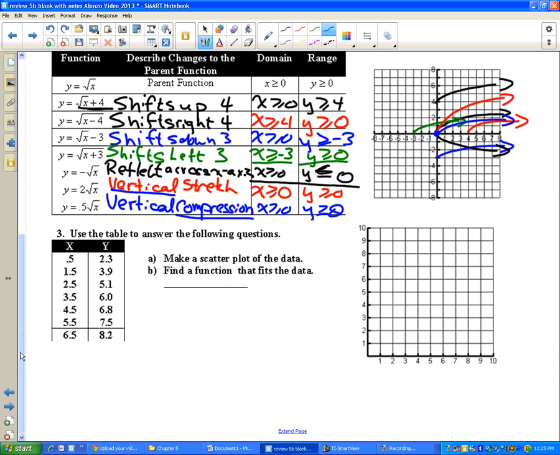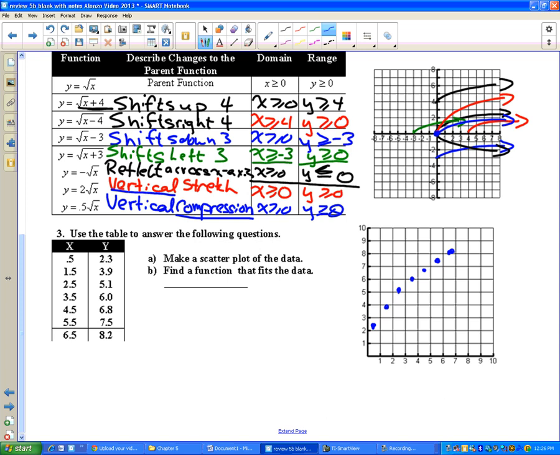0.5 and 2.3 will be right about here. 1.5 and 3.9 will be a little less than 4 right there. 2.5 and 5.1 will be right there. 3.5 and 6.0 is right there. 4.5 and 6.8 will be about there. 5.5 and 7.5 will be right around there. And then 6.5 and 8.2 will be right around there.